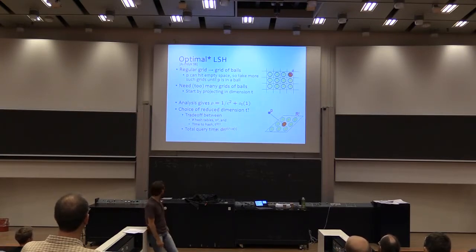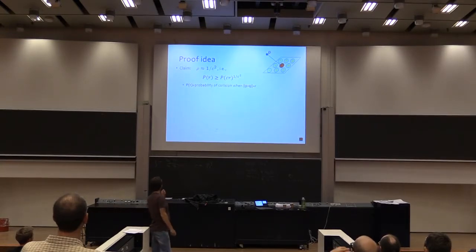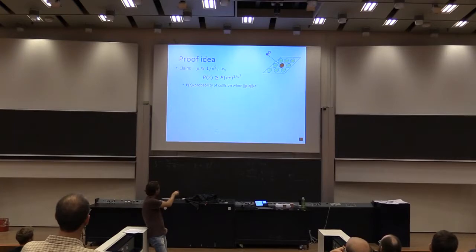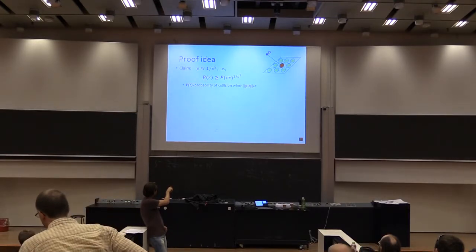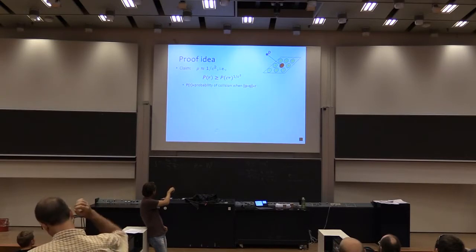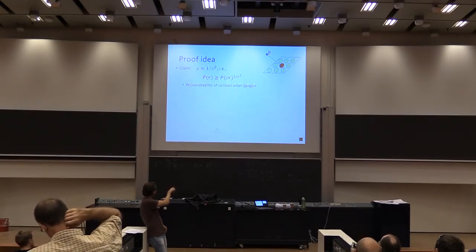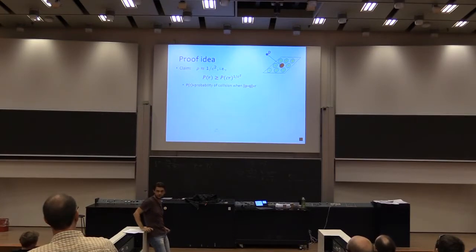Any questions? No? Okay, good. All right, so the proof idea. We need to prove that rho is roughly equal to 1 over c squared. Let's define P of R to be the probability of collision for points at distance R. Rho is defined here. So what we need to prove is that the probability of collision for close points is at least the probability of collision of far points at distance r to the power 1 over c squared. This is what it means for rho to be 1 over c squared.